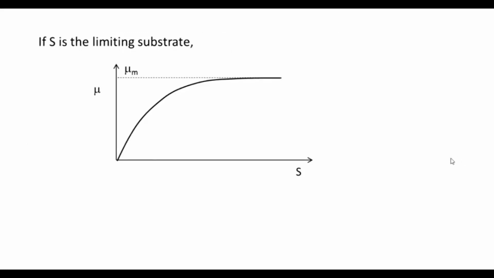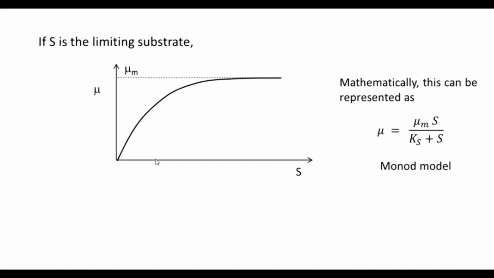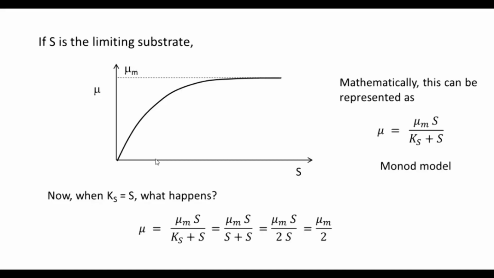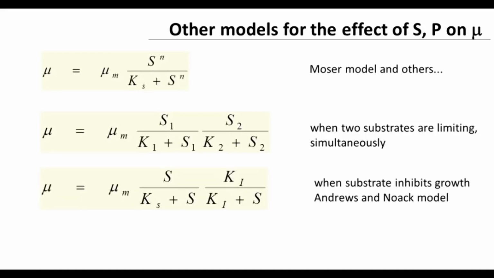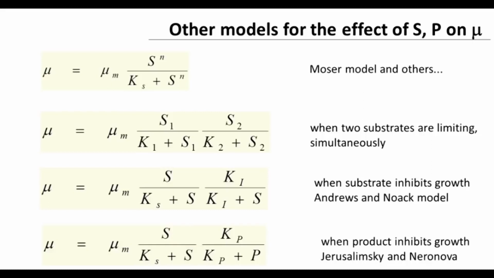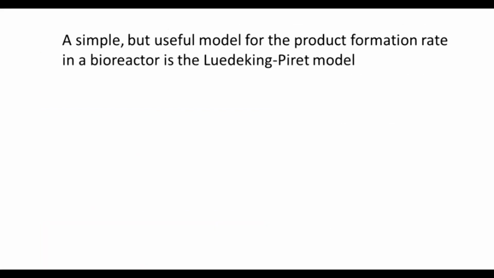If it is a limiting substrate which limits growth, then the variation of specific growth rate with the variation in concentration is given by Monod's model. And there is an interpretation for this Ks, which is the substrate concentration at half maximal growth rate. Then we said that there are other models for the effect of substrate and product concentration on mu. We saw a few of them: the Moser model, and the model when two substrates are simultaneously limiting; the Andrews and Noack model, which gives you the effect of substrate inhibition; and the model by Jerusalimsky and Neronova, which gives the effect of product inhibition on growth.